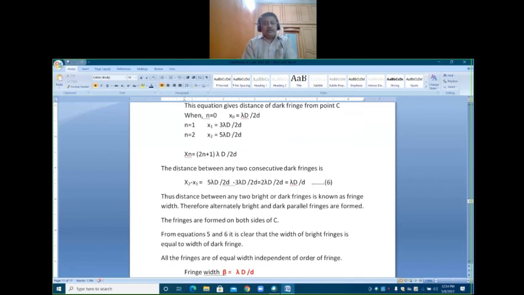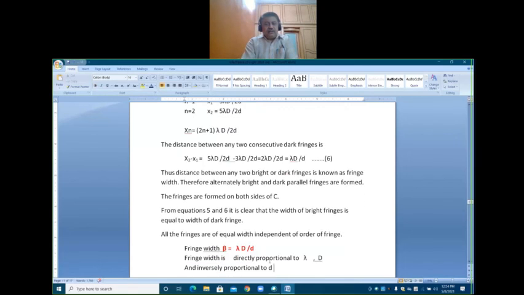Therefore, all the fringes are parallel. And ultimately, the final equation for fringe width is lambda D by d. Fringe width is directly proportional to lambda. So if the color of light is changed, the distance between fringes will change. That is, if lambda increases, fringe width increases.